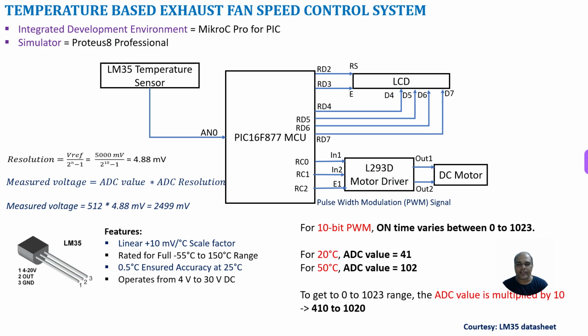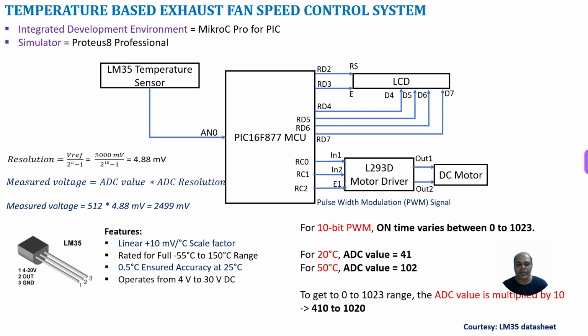So this application is very simple. We measure the temperature in an environment using LM35 sensor. Based upon this temperature data, we are going to control the speed of a fan. So let us assume the fan is connected to a DC motor. By varying the pulse width modulated signal to the DC motor, we can alter the speed of the fan.